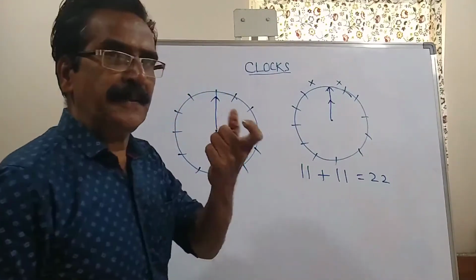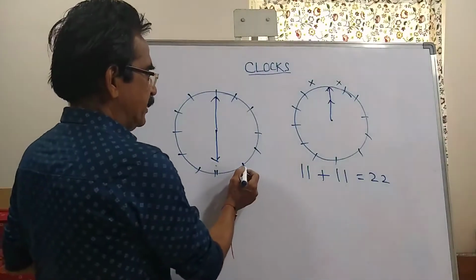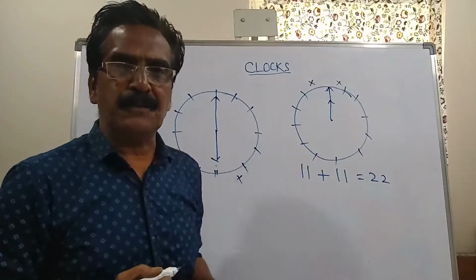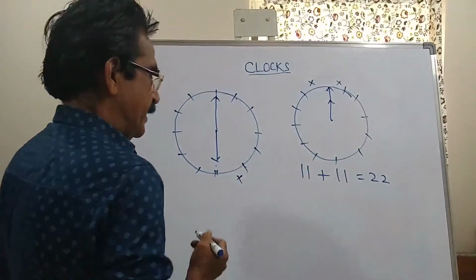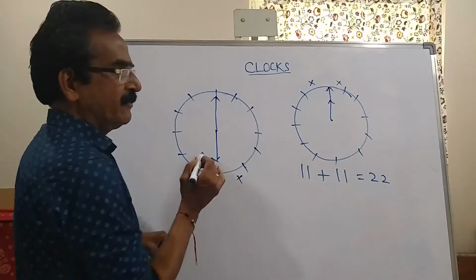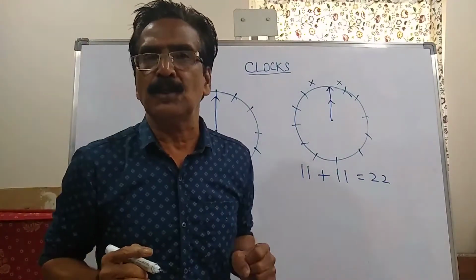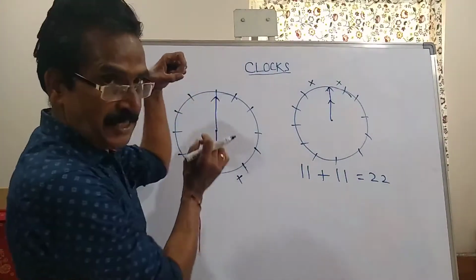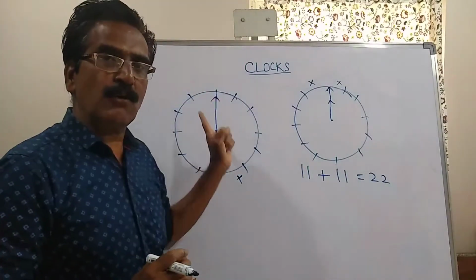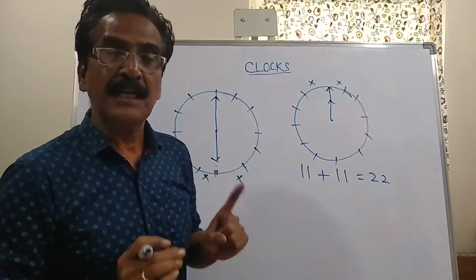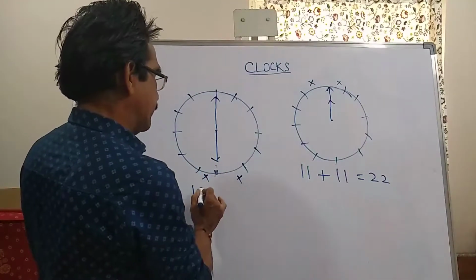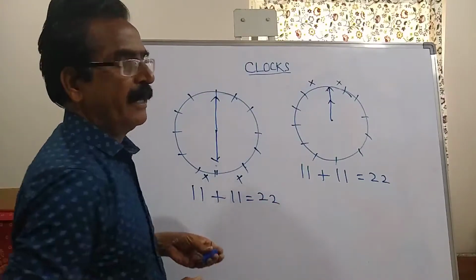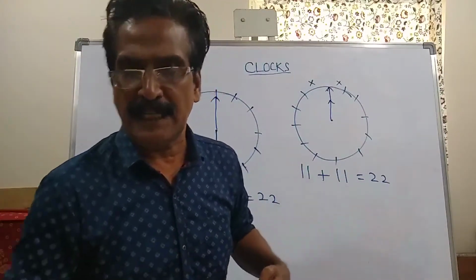See, here the limitation is between 5 and 6. Hands will not come to this position. Again, between 6 and 7, hands will not come to this position. So, in the remaining 10 gaps, hands will come to a straight line position. Plus, at 6 o'clock, hands will come to a straight line position. Total 11 times. 11 during daytime and 11 during night time. 11 plus 11, 22 times, hands will come to a straight line position.